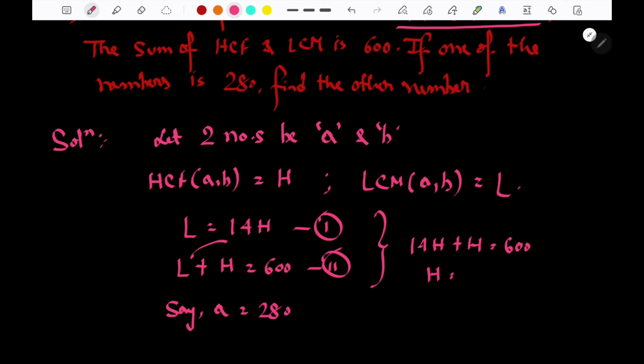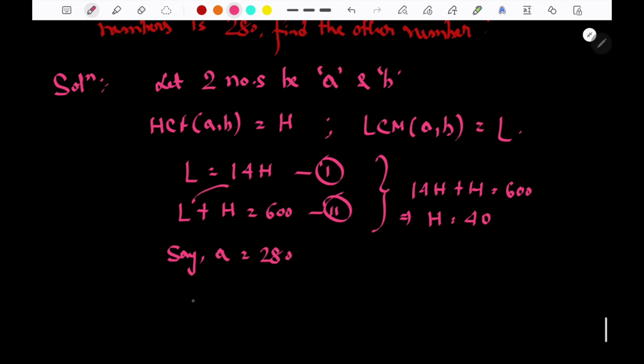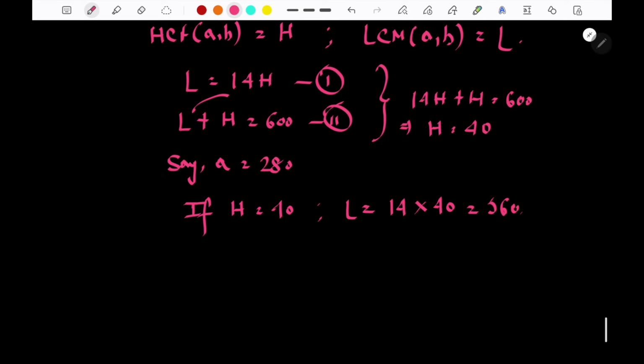So basically H will be equal to what? 15H is 600, that is H is equal to 40. This implies H is equal to 40. So if H is equal to 40, then L is equal to 14 into H, that is 14 into 40, that is equal to 560. Done. Now we have found out HCF and LCM.